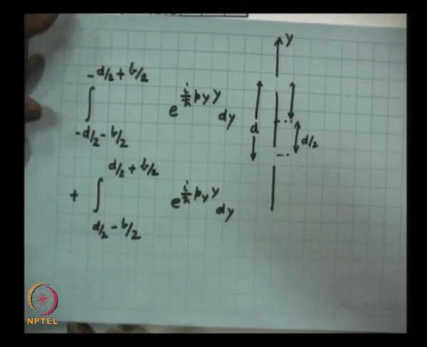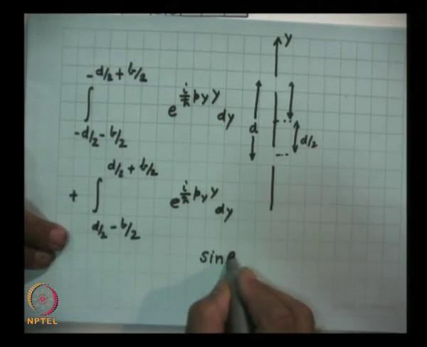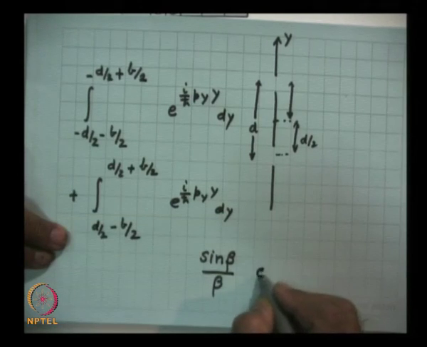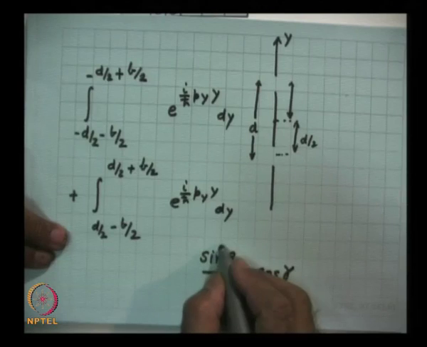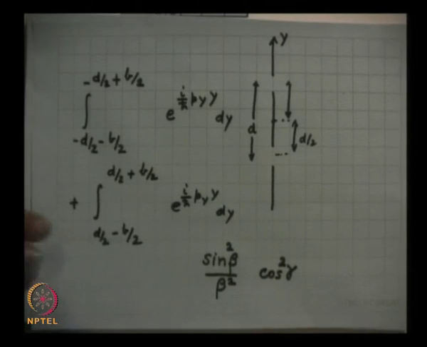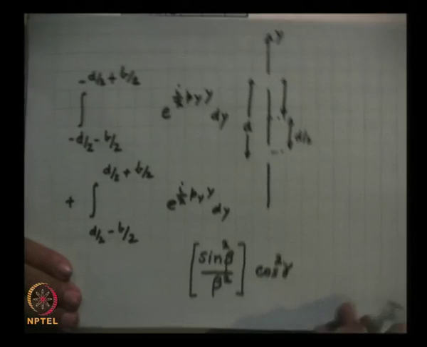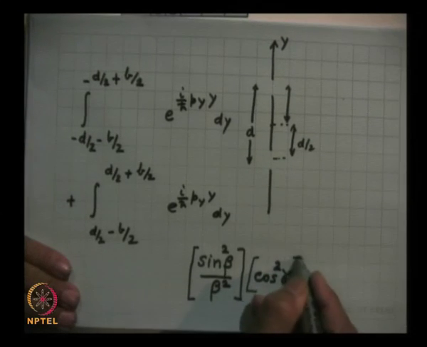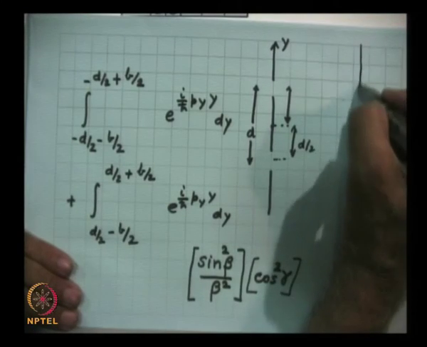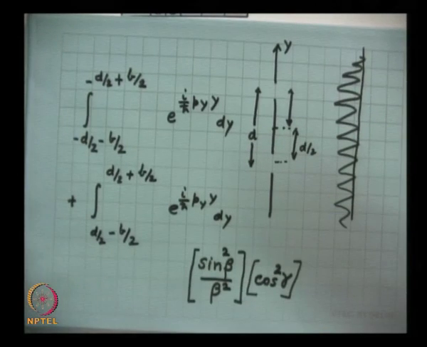If I carry out this integration and do a little bit of simplification, then you will obtain sin beta by beta multiplied by cos gamma. The square of this, sin square beta by beta square, is the diffraction pattern, and cos square gamma is the two-point interference pattern. It is a very simple integration, very similar to what we had done for the single slit diffraction pattern. So, this term describes the single slit diffraction pattern, and this is the two-point interference pattern. The probability distribution will be something like this. This is the two slit interference pattern that you will observe.